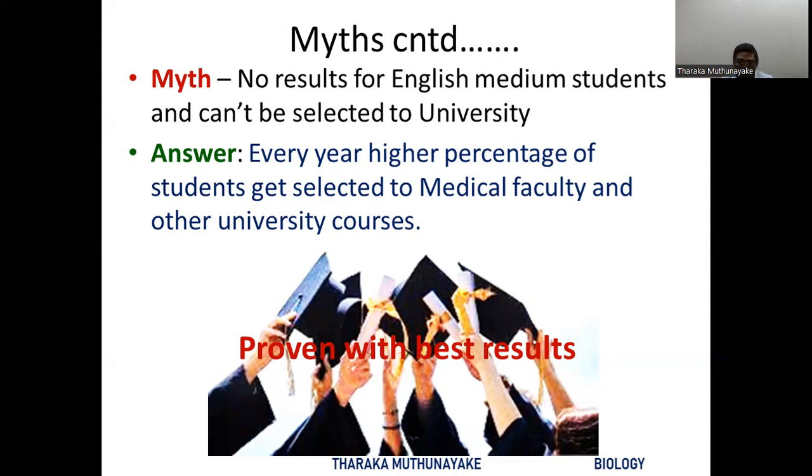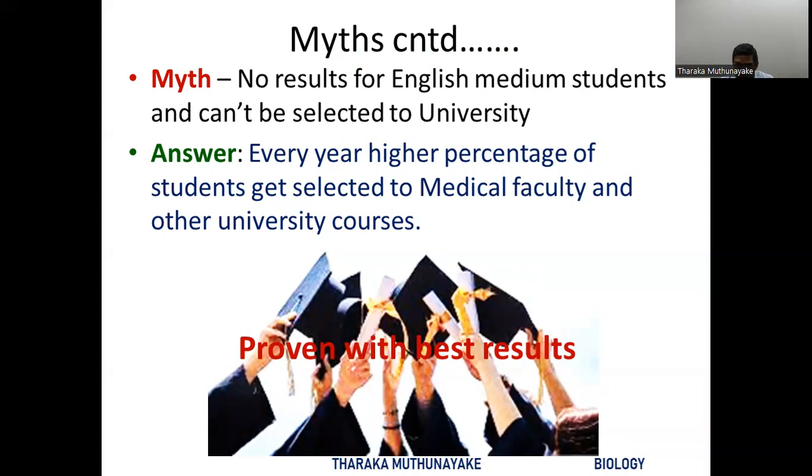Normally around 40,000 students sit for the biology exam within a year. Out of these 40,000 students, less than 5,000, or sometimes 3,000, students face the exam in English medium. So you can see there's less crowd. But among these fewer students, the majority are selected to medical faculties and other university courses. That's why we said higher percentage: if we compare with the total number of students who sit the exam in English medium, the majority of them get selected. So it's actually a higher percentage than the Sinhala medium students.